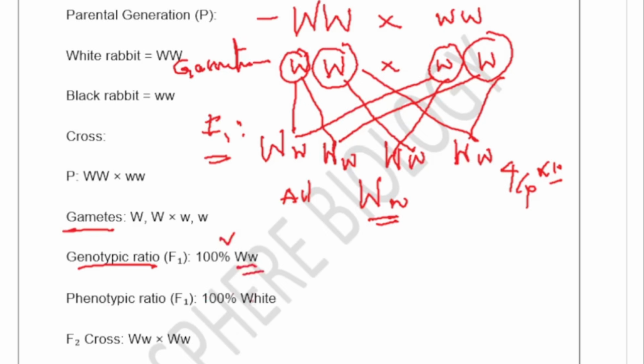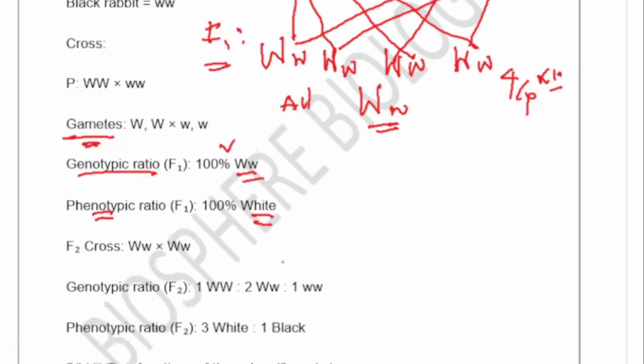And the phenotypic ratio, obviously they will carry the dominant character, which is the character of the dominant parent. So all of them will be white, 100% white. Remember, phenotype is what you see, the outward expression of a gene, but genotype is actually the genetic composition of the organism. Now let me stress the F2 generation.